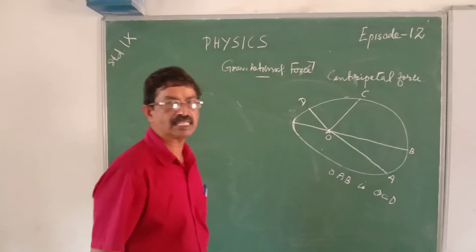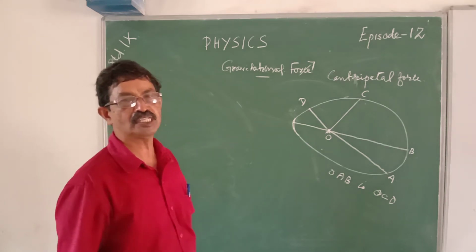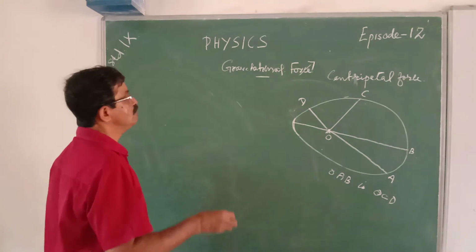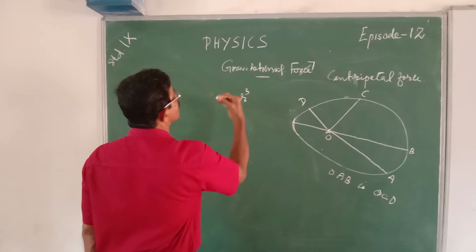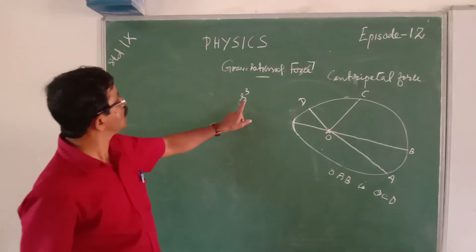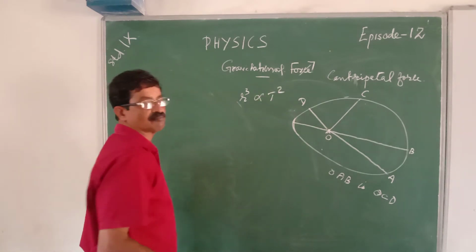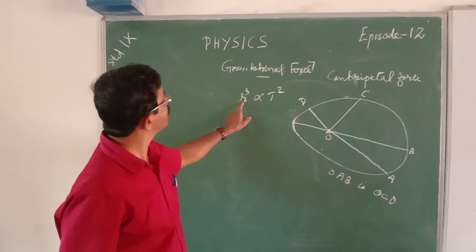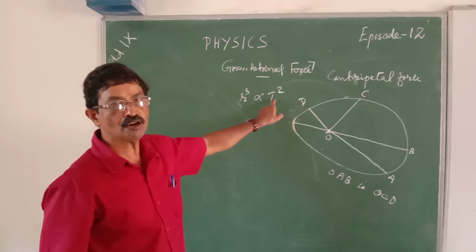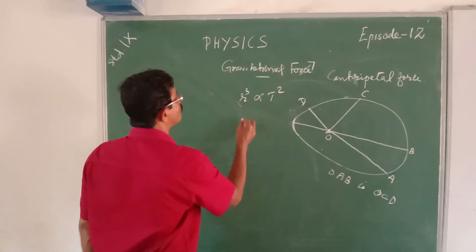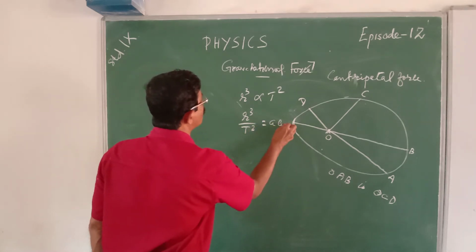And the third one is the third law of planetary motion. The third law of planetary motion says that the cube of the radius vector is proportional to the square of the time period. That is, r cube is proportional to T square, or r cube by T square is equal to a constant.